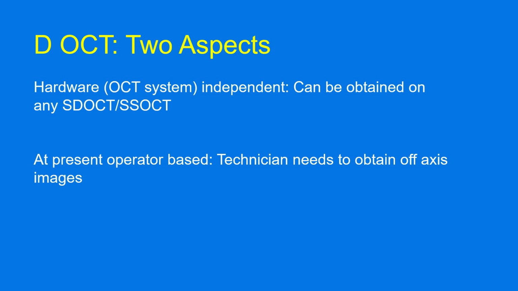So what are the two takeaway messages from this video? Directional OCT is not a new OCT system or anything. Rather, it is hardware independent. Directional OCT can be obtained on any SD-OCT or SS-OCT system. It's just that it's an operator-based technique as of now, and the technician needs to be trained to obtain off-axis images to get the directional OCT.